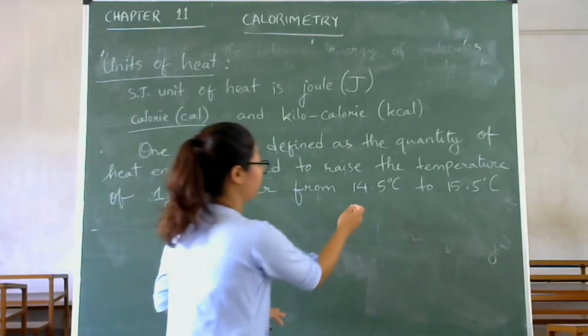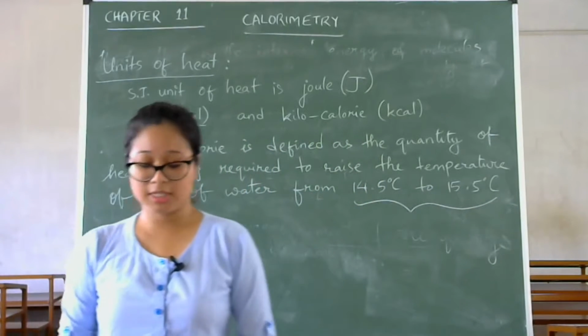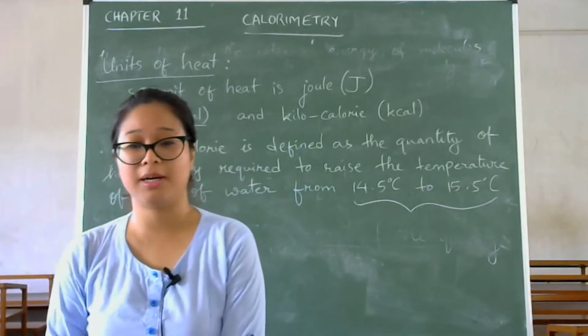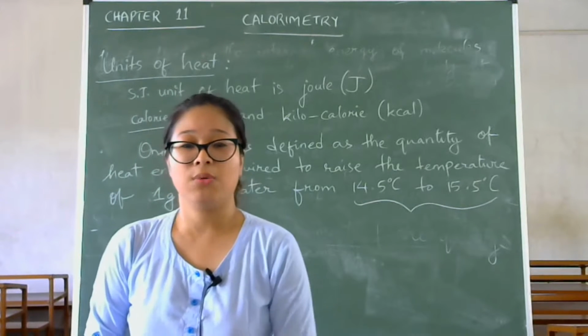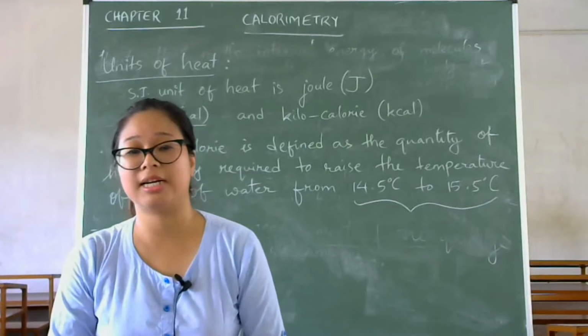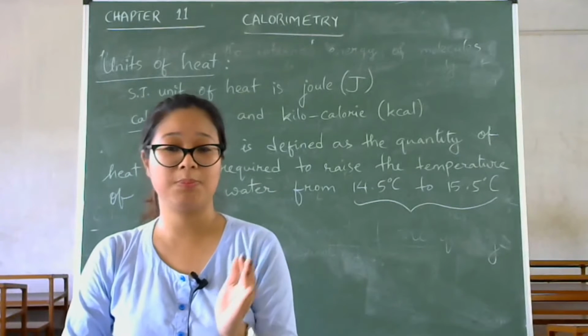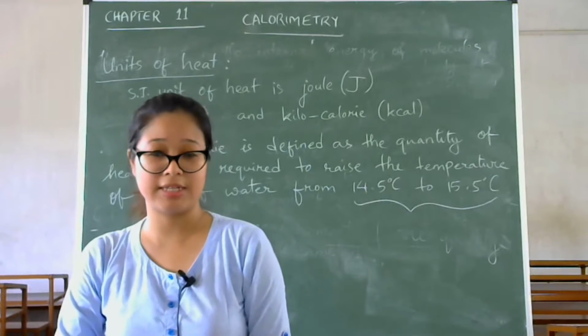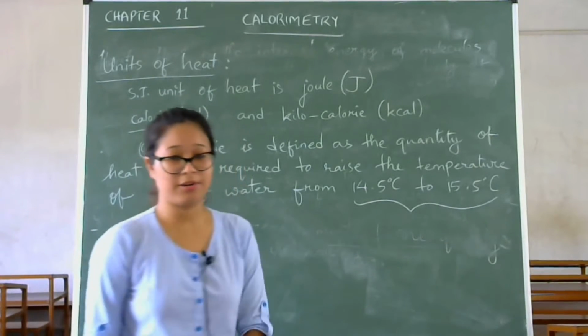You might be thinking why we use this range of temperature. This is because of the non-uniform thermal expansion of water, that is the anomalous expansion of water, which means that the water does not show constant expansion till it reaches 14.5 degrees Celsius. So to make it precise, we use this temperature range.